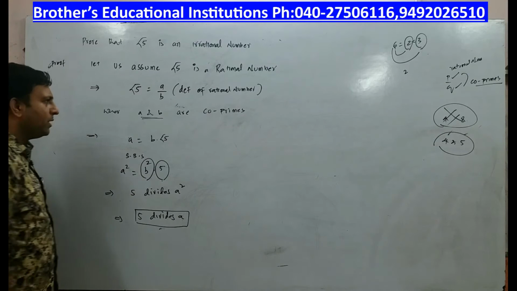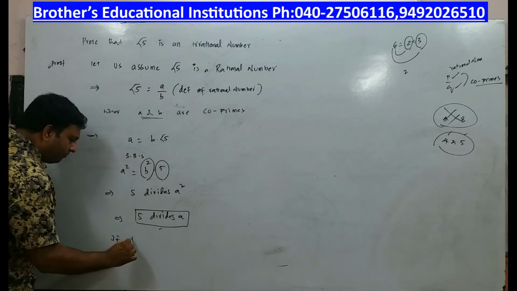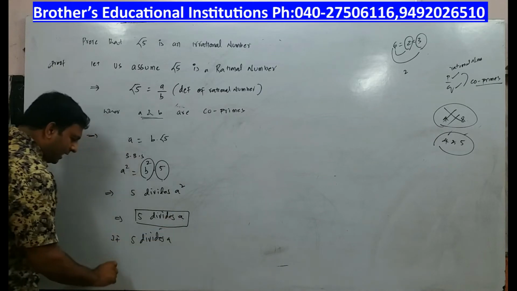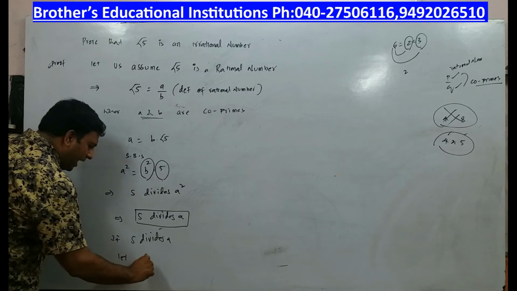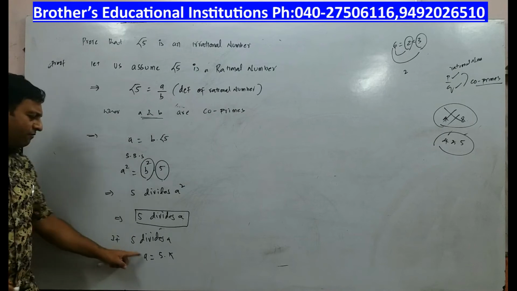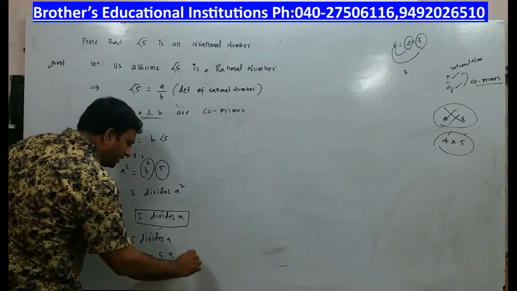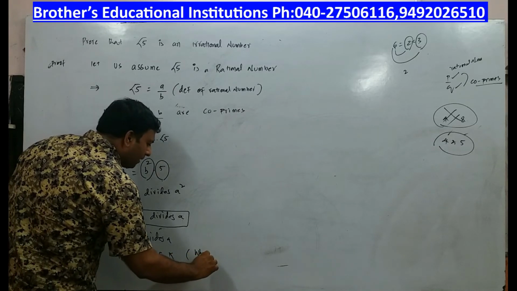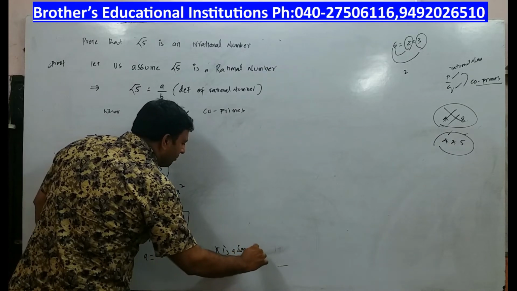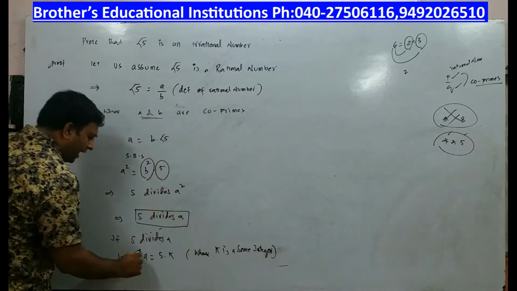5 divides a. Now what I am going to say: if 5 divides a, then let a is equal to 5 into k, because 5 divides a. So if a is equal to 5 into k, where k is some integer, I'll write a is equal to 5 into k.